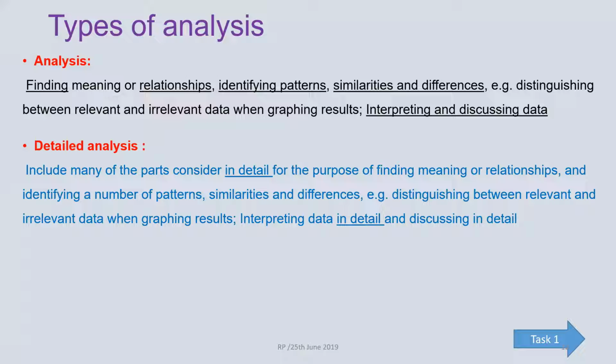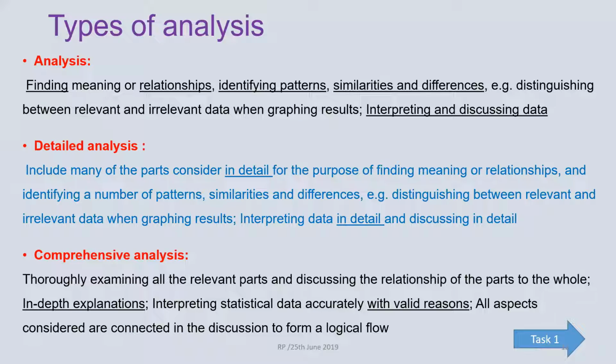Let's look at the third type of analysis, which is comprehensive. Now, to get into comprehensive, your analysis should not be the average analysis, the top one. Not the detail, it has to get into the next level. How would you do that? All of your areas should have in-depth explanations, in-depth discussion, in-depth interpretation, and the data should be valid, right? Valid with reasons, not just validating, with reasons. And all the aspects should be considered to get the whole big picture.